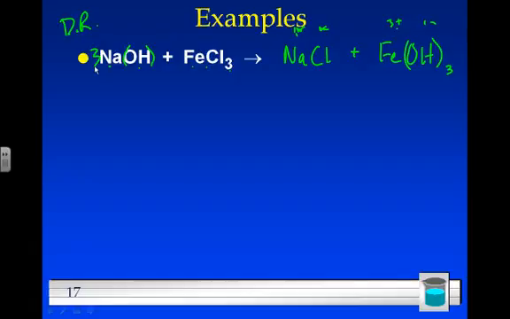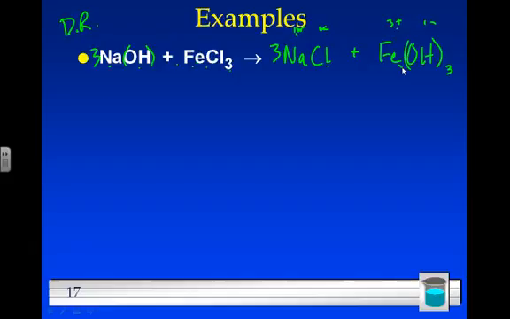Now we change the sodium, though, to 3. So we need to multiply this by what? 3. Now we change the chlorine to 3. So now we need to multiply this by what? Nothing, because there's already 3 chlorines here. There's 1 iron, that's balanced.